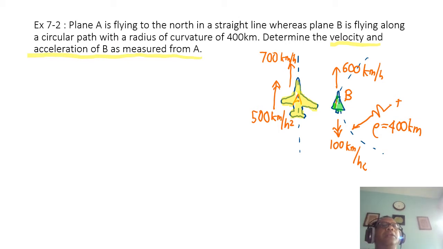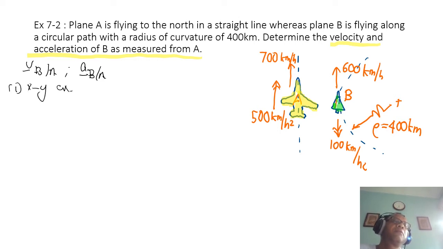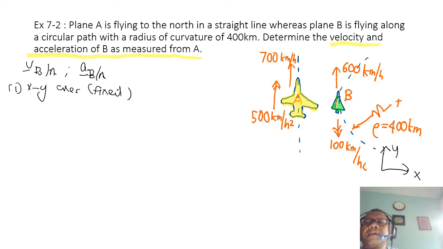So what this question wants is VB relative to A, and also acceleration of B relative to A. So the simple thing to do is to first construct the XY axis. So I'll draw the XY axis, the fixed axis. So this is my fixed axis. So this is my XY axis and this is my O. O is the origin of the fixed axis.